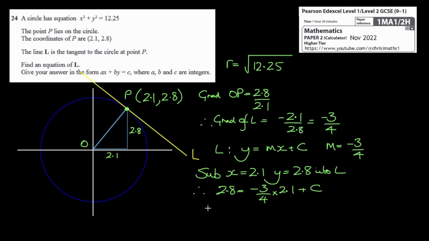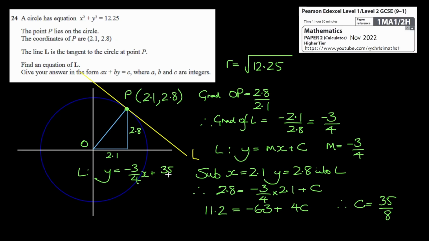So, multiplying through by 4, we get 11.2 is equal to, the 4's gone, obviously, so this is 3 times 2.1, which is negative 6.3 plus 4c. And after popping that into a calculator or working it out, we get that c is equal to 35 over 8. So line L turns out to be that y is equal to negative 3 over 4x plus 35 over 8.